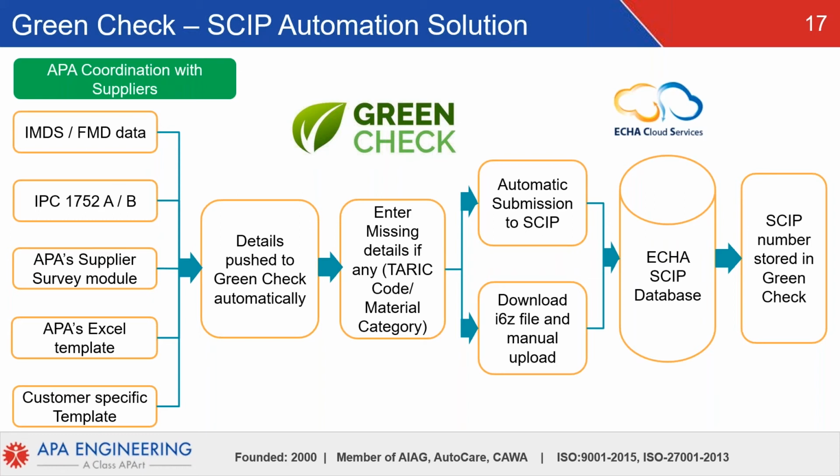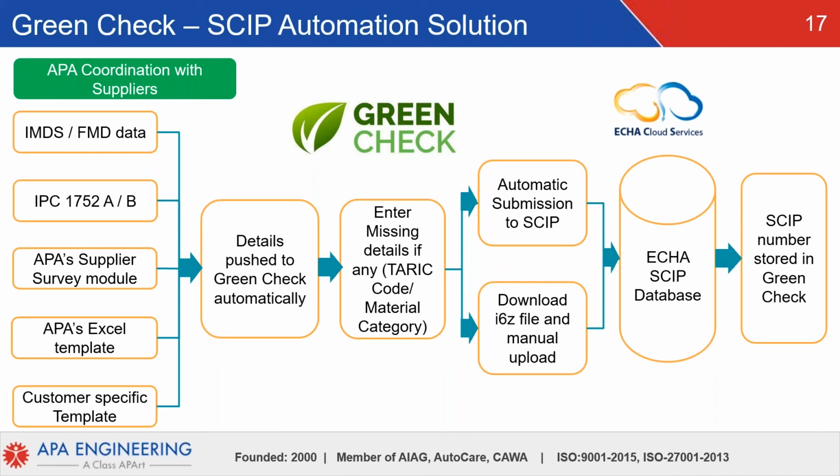The traditional method is requesting the suppliers in Excel to get the compliance details. That can be replaced with a supplier survey module. API has a supplier survey module, which is a very standard one. The customer can utilize it, wherein supplier names as well as part numbers are given as input to Green Check, and through it a survey can be triggered, and the suppliers can answer all the mandatory fields required for SCIP and submit it back. It acts as a centralized repository too.